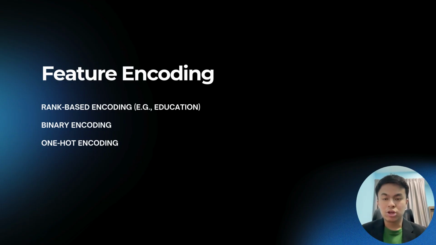Now moving on to the feature encoding phase. For feature encoding, we need to do this because our model cannot understand strings. We have to transform the categorical features into numbers. There are different types of encoding methods that we use.